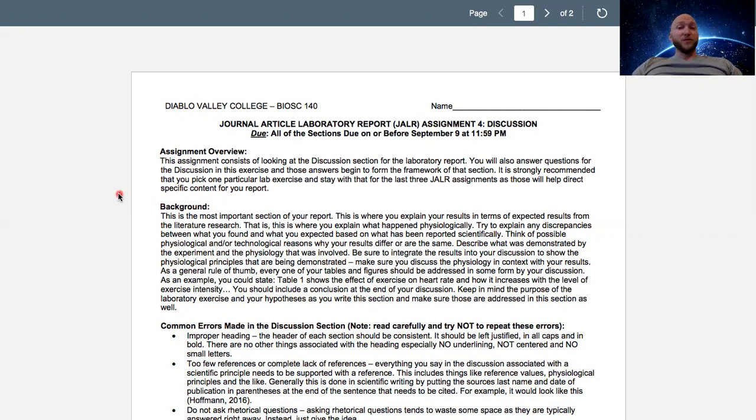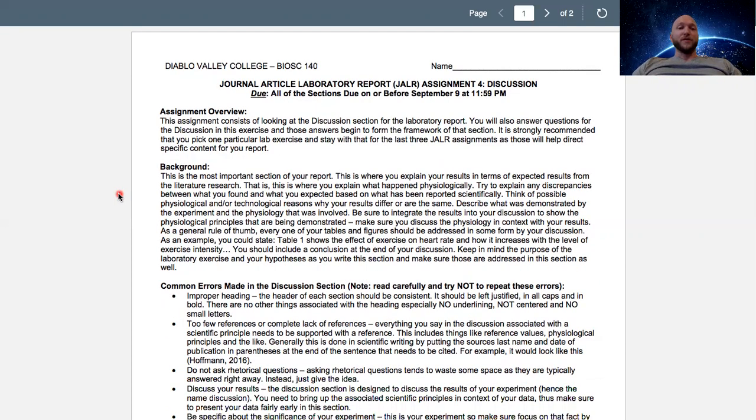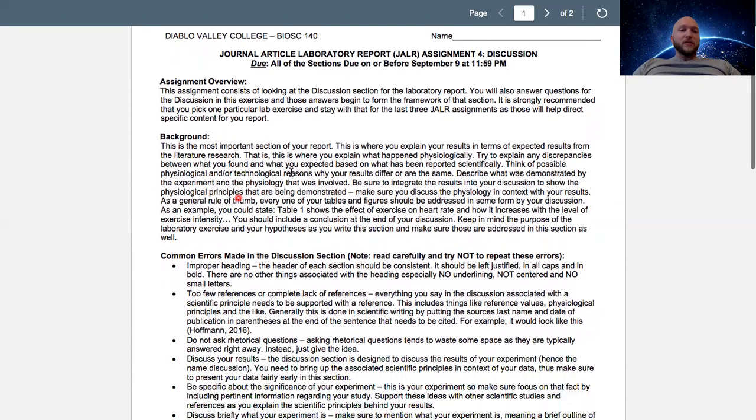I mean, every section's important to a scientific paper, but the discussion is really, really important. The discussion is where you explain the results of your experiment. It's where you analyze everything. We haven't done any real analysis up until this point. It's where you discuss what happened in your experiment and why you think it happened. It's where you discuss the importance of your experiment. Why is your experiment important? Why is the information that you learned in your experiment important?